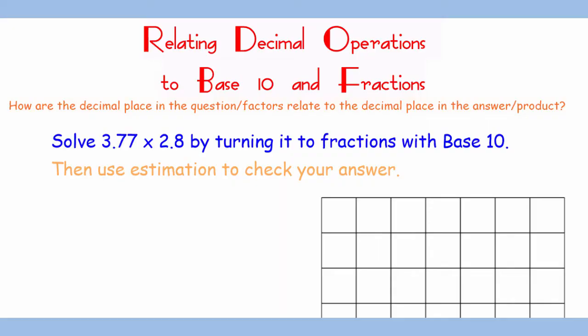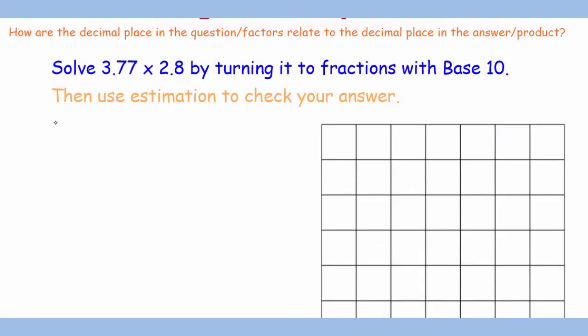Hi everyone, in this lesson we will go over how to relate decimal multiplication to base 10, which basically means to rewrite them as fractions in base 10. In the example given below, we are asked to multiply 3.77 by 2.8 by turning them into fractions with base 10 first, and we also need to check the answer at the end to make sure it makes sense.